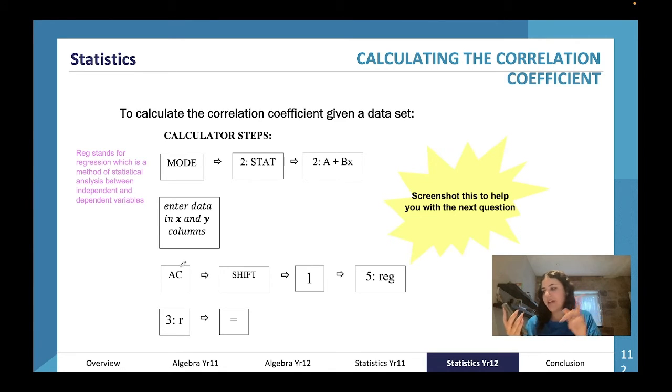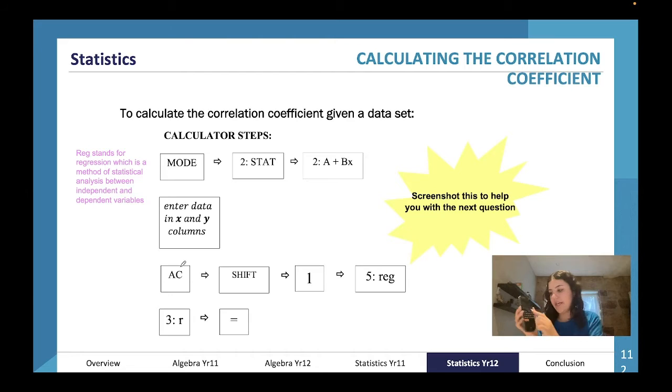Now I have 1 is A, 2 is B, 3 is R, 4 is X, and 5 is Y. I'm going to hit 3 to get the Pearson's correlation coefficient. It's going to say R. I'm going to hit equal. 1. I had perfect correlation between my 2 variables. Okay, we're going to do that one more time.